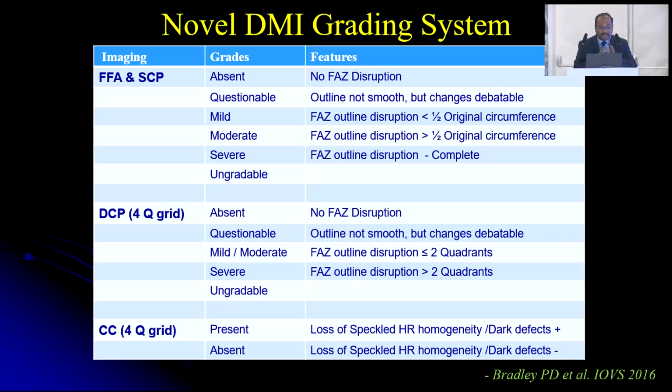I won't go into all the basics. The FFA and SCP were looked at together. They had these 6 grades: absent, questionable, mild, moderate, severe, ungradable. In the mild versus moderate, it was FAS outline disruption less than half the original circumference or more. For the DCP, they made it into a 4-quadrant grid. Again, these 5 grades, and mild to moderate and severe FAS outline disruption less than or equal to 2 quadrants, or more than 2. And the choriocapillaris layer, again, they did a 4-quadrant. It was a plus or minus: dark defects plus, loss of homogeneity, minus.